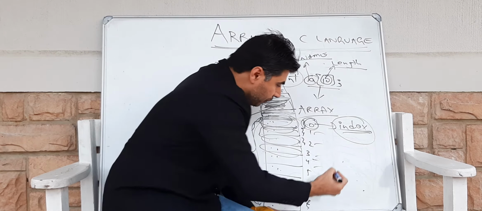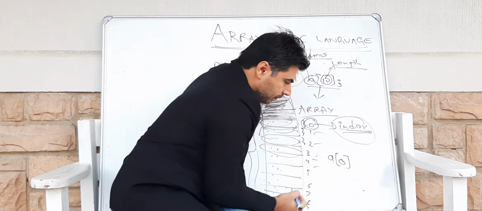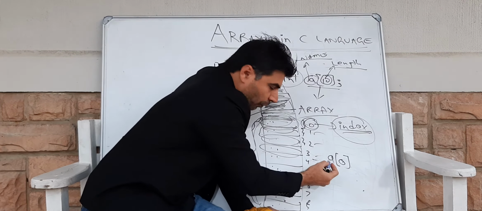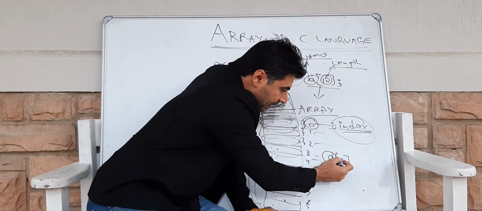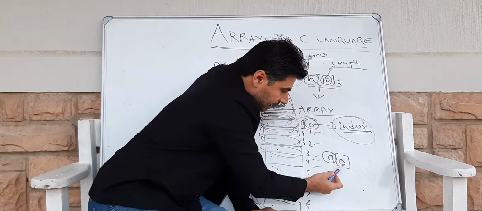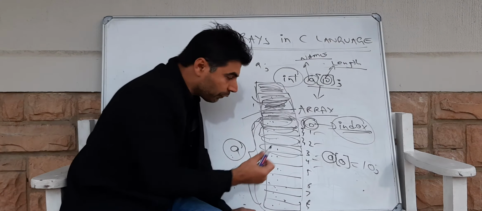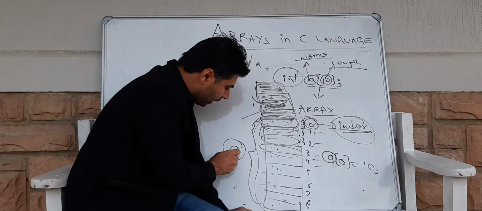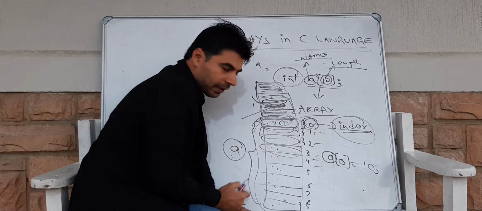In the program, if we do this, A 0. What are we trying to do here? The variable name is A, the index number 0. It is equal to 10. So where will the program put 10? On A in this block. Which A? A0. Here it will put 10.